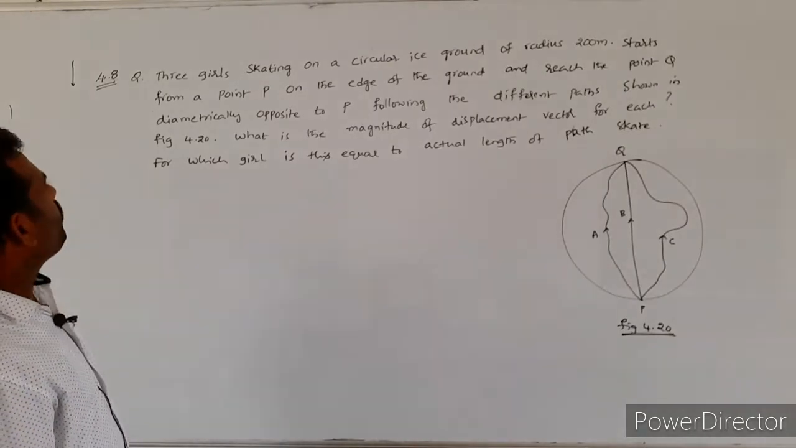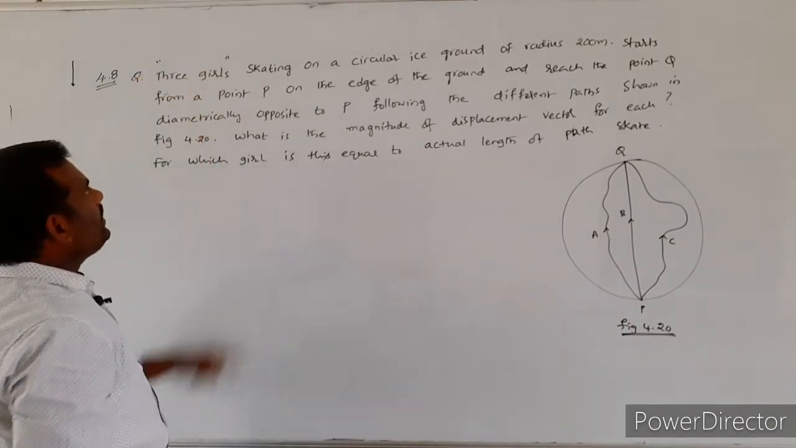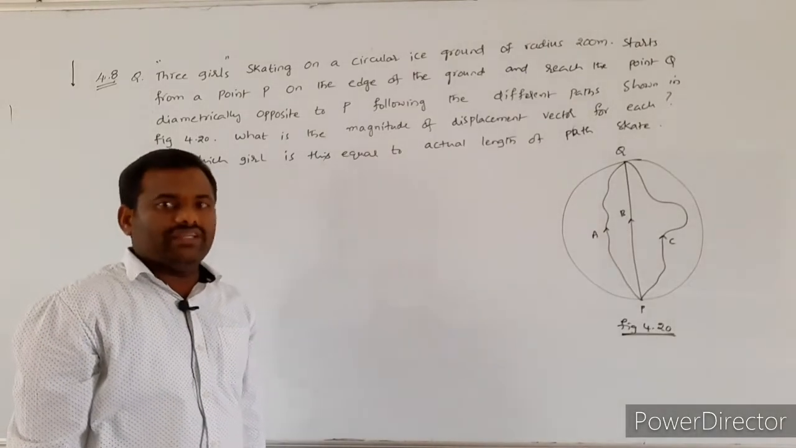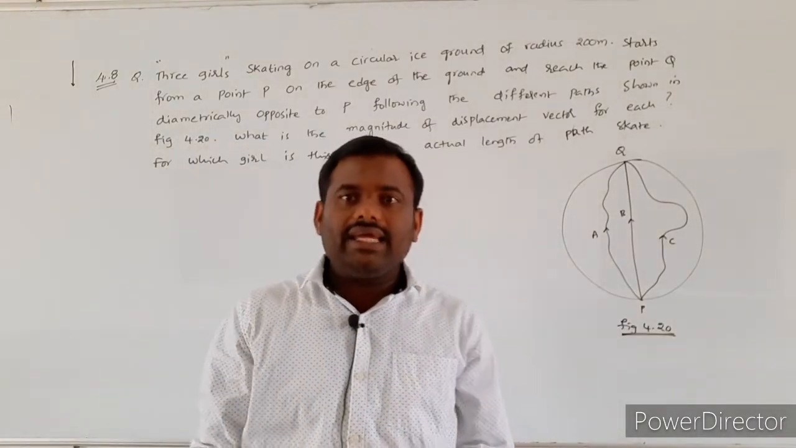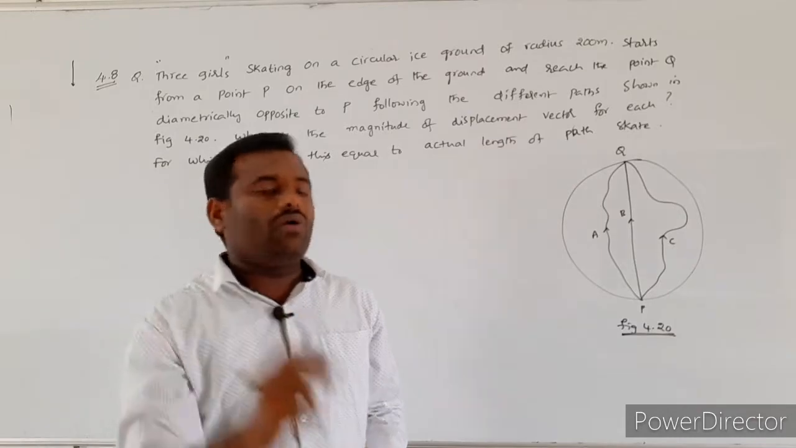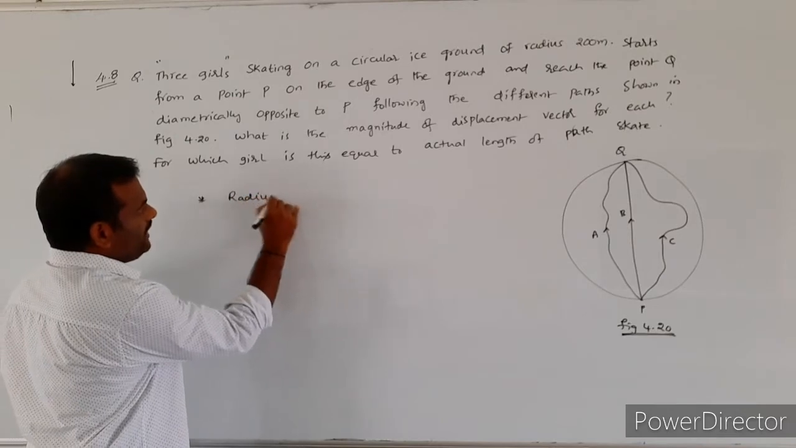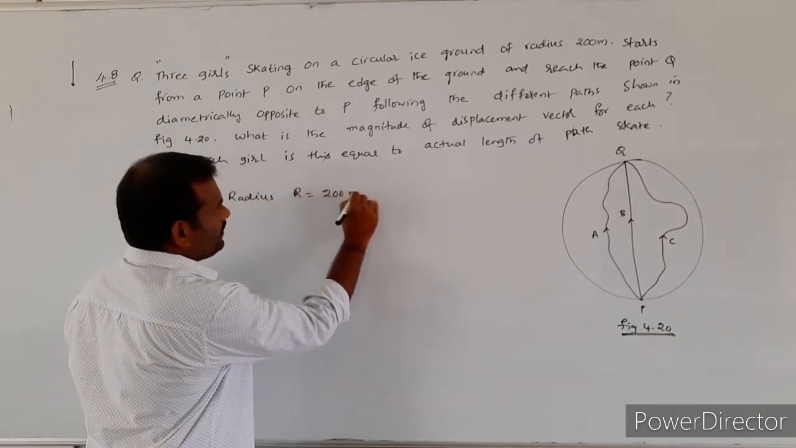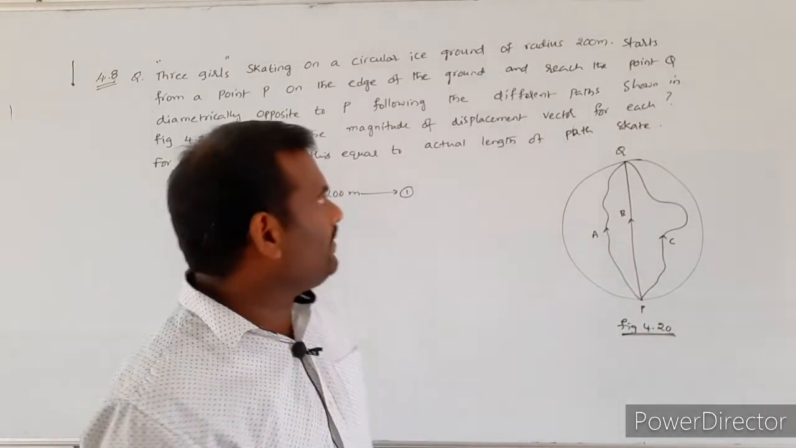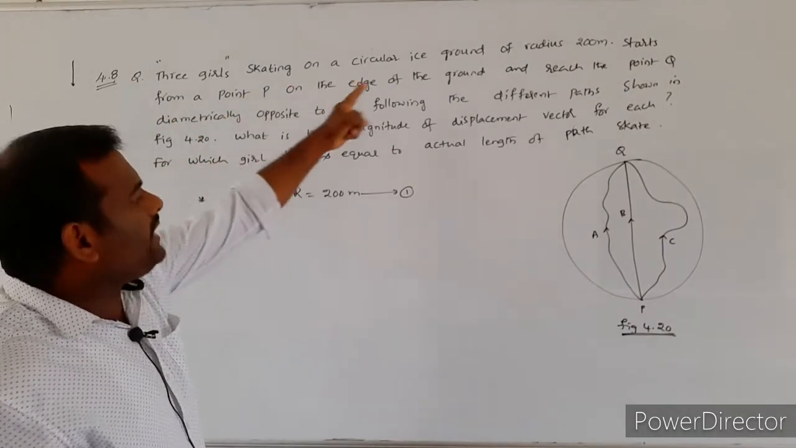In numerical 4.8, they say three girls are skating on a circular ice ground of radius 200 meters. How many girls did they consider? Three girls. What are they doing? They are skating on a circular ice ground whose radius R is 200 meters. All are starting from the point P on the edge of the ground.